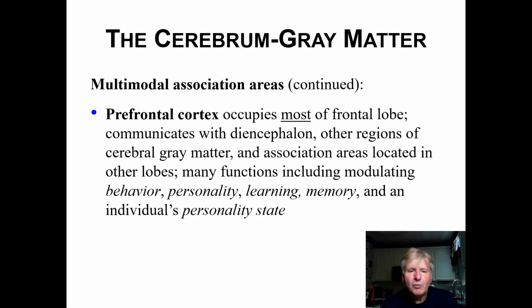The prefrontal cortex is another multimodal association area. It occupies most of the frontal lobe. It also communicates with the diencephalon, other regions of the cerebral gray matter, as well as the other association areas located in the other lobes. Some of the functions include modulating behavior, personality, learning, memory, and an individual's personality state or their disposition.